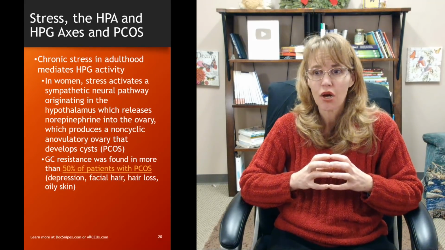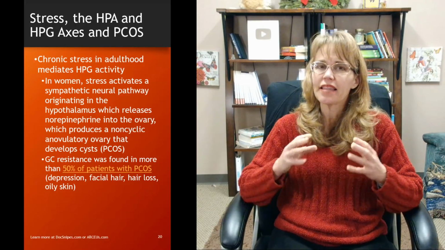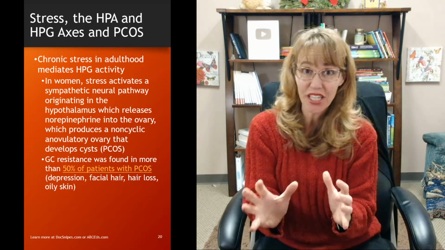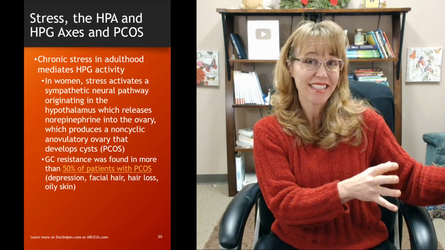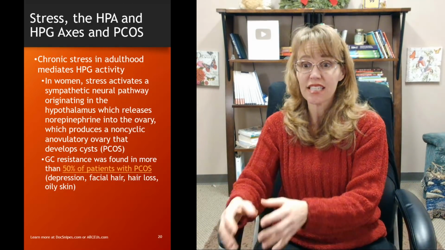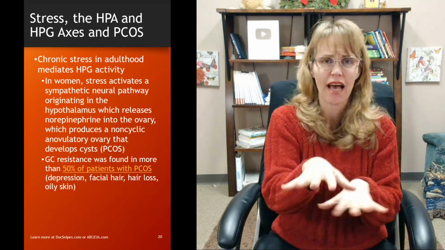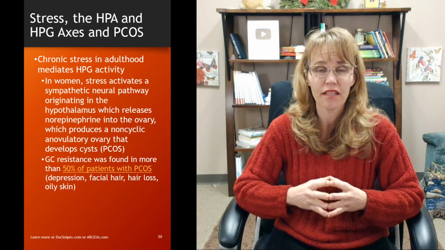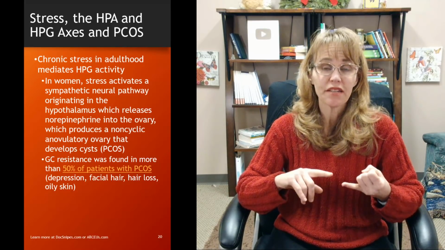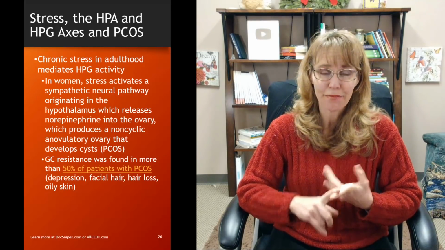Glucocorticoid resistance was found in more than 50% of patients with PCOS. And that's important to recognize because that's one of the ways they found the connection between chronic stress. Chronic stress produces glucocorticoid resistance. Glucocorticoid resistance is associated with PCOS. And then they started looking at, why is that? Why do we see this occurrence? People with PCOS exhibit symptoms of depression, facial hair loss, and oily skin.